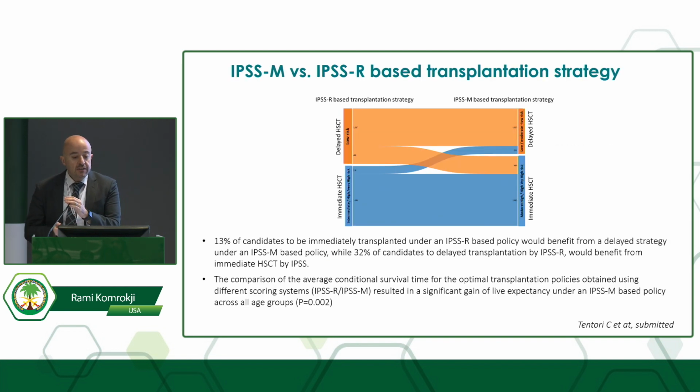So if you are going to use the IPSSM versus the revised IPSS, you are going to change your decision on transplant in almost 45% of the patients. In 13% you are going to delay the transplant, because you downstage those patients. And in 32% of the patients, you are going to take them to transplant earlier because of upstaging. So I think the IPSSM is ready to be used on decisions for transplant, but not necessarily to start a treatment if patients are not going to transplant.